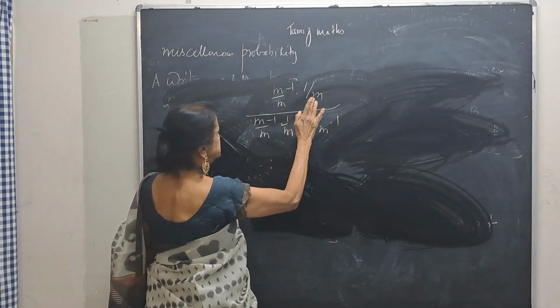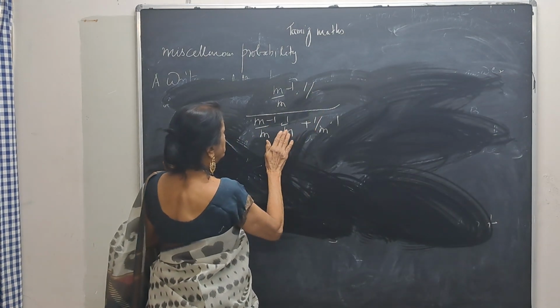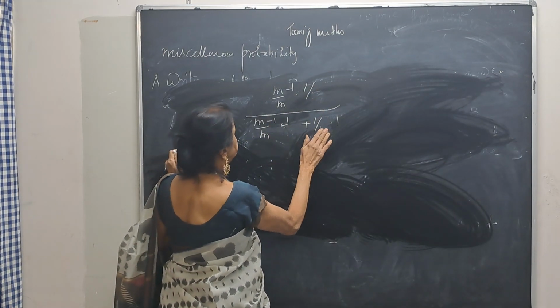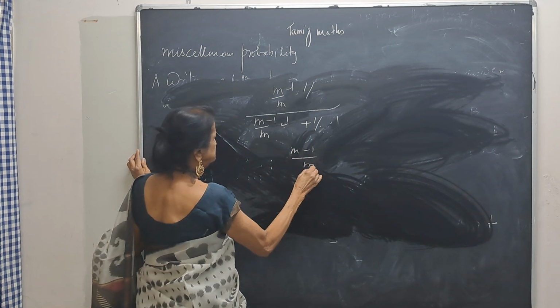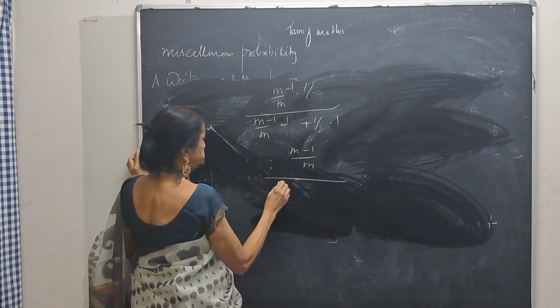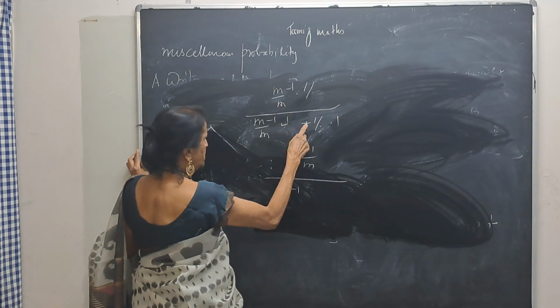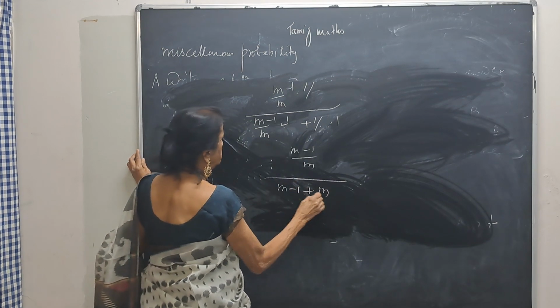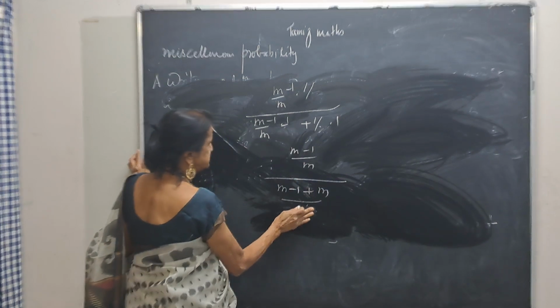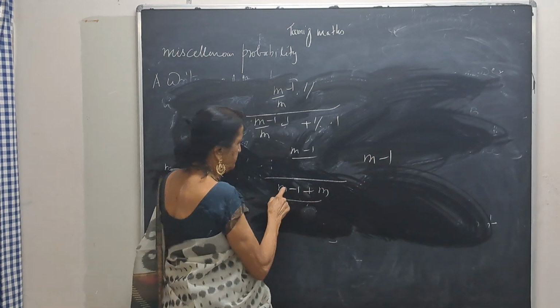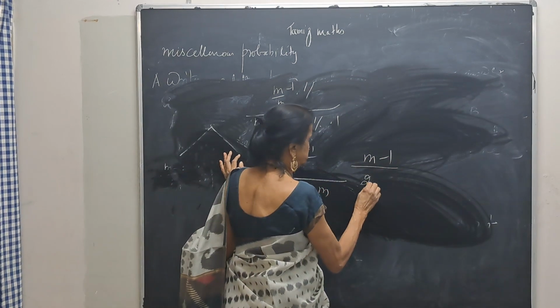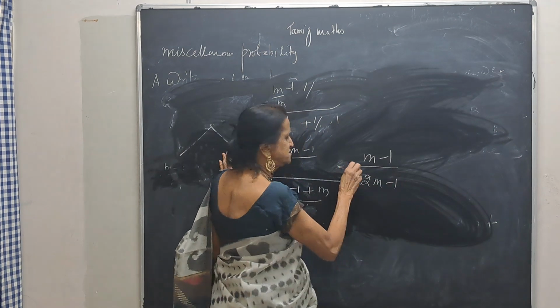One m gets cancelled. So it is m minus 1, take LCM, plus m by m. So again this gets cancelled. So (m minus 1) by (m minus 1 plus m), that is (m minus 1) by (2m minus 1). So this is what he has asked you.